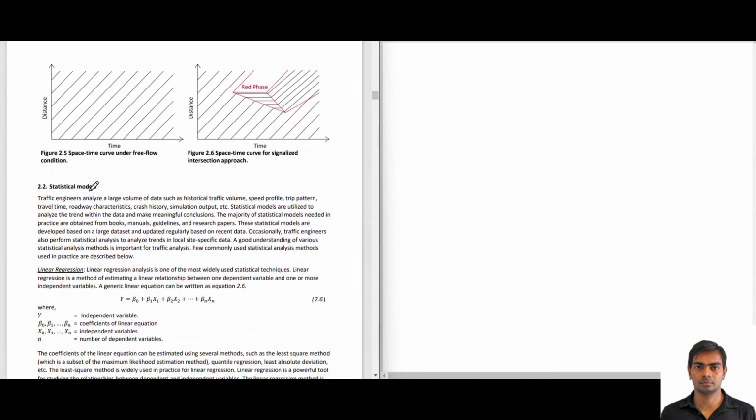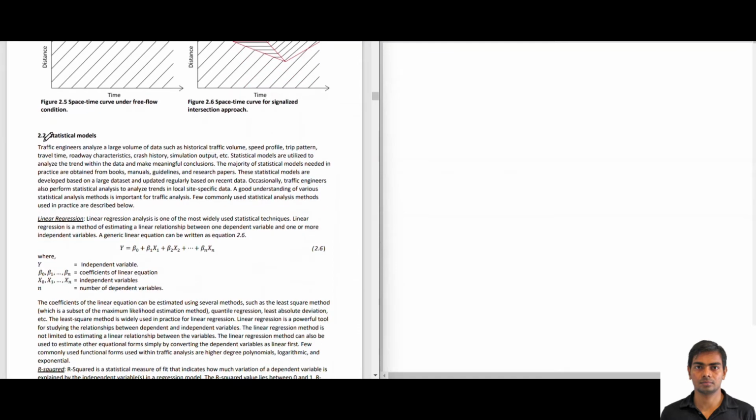Now in this video we will look at statistical models. In traffic operations, the majority of the equations we use are statistical models. Like I mentioned last time, there are two kinds of equations used in traffic operations. One is the statistical model, which is about 90 to 95% of all the equations used in practice.